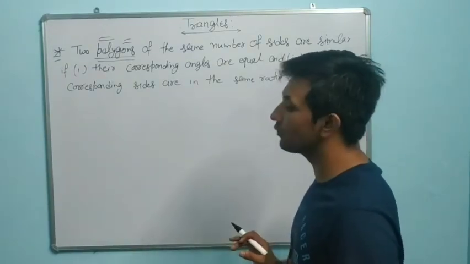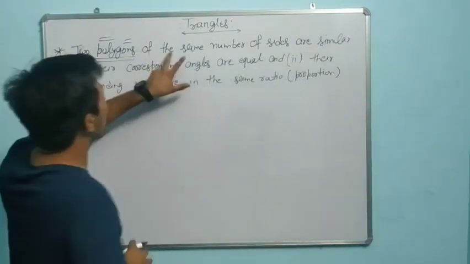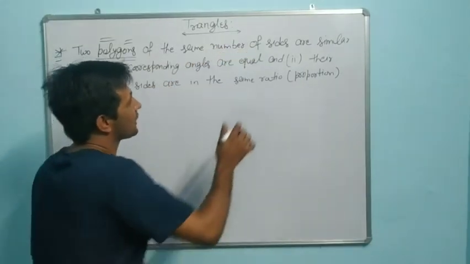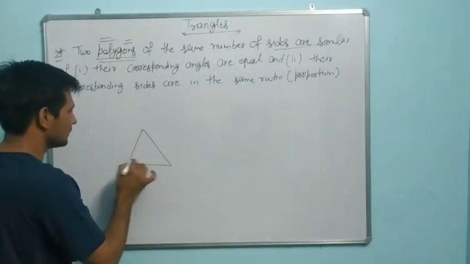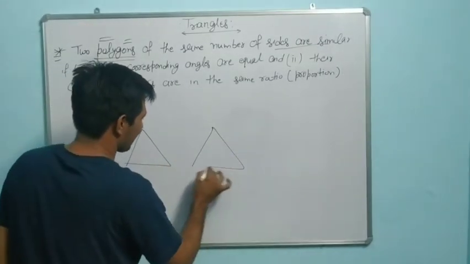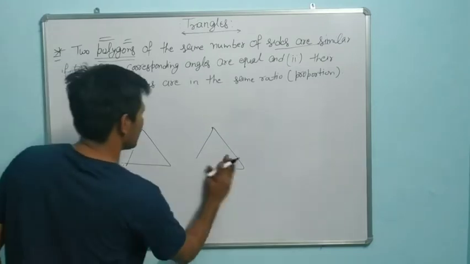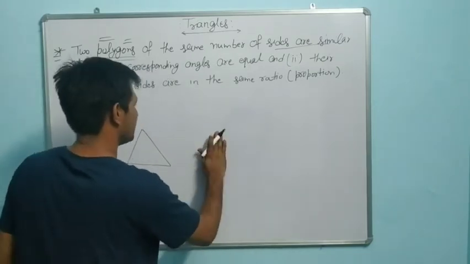So now, dear, we will discuss two polygons with the same number of sides. If you take any two polygons, suppose I am taking two triangles. Yes, is a triangle a polygon or not? Yes. One is bigger, one is smaller. It's okay.